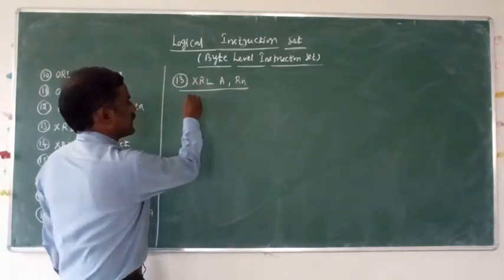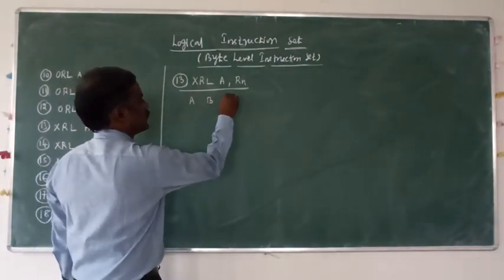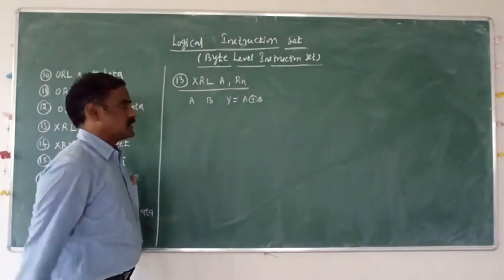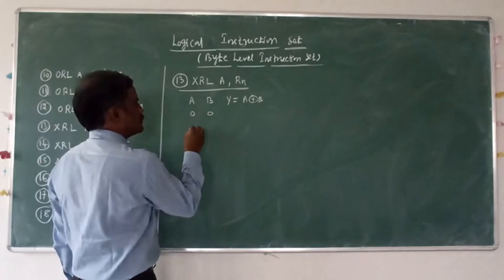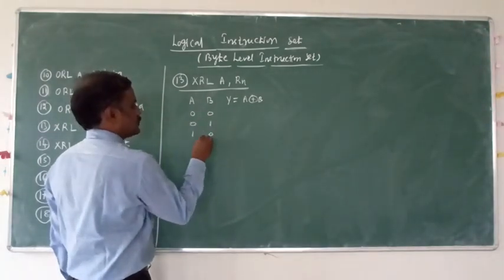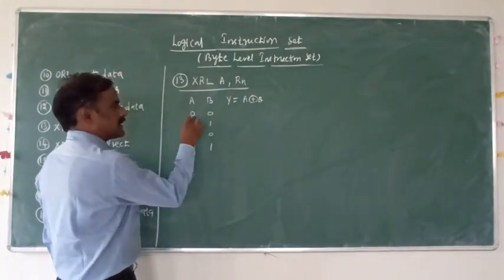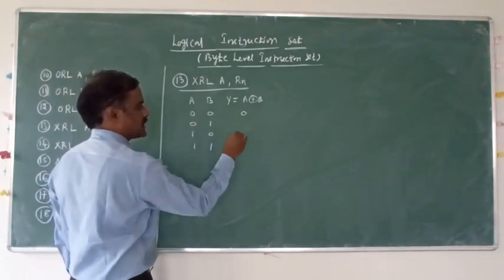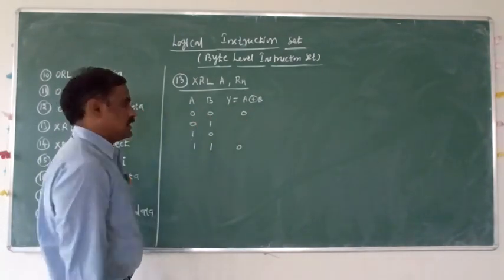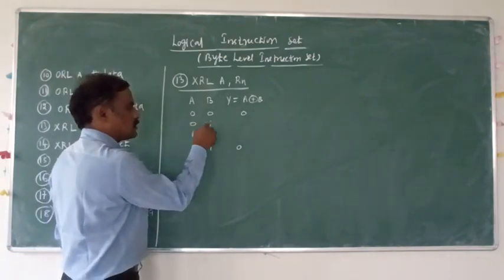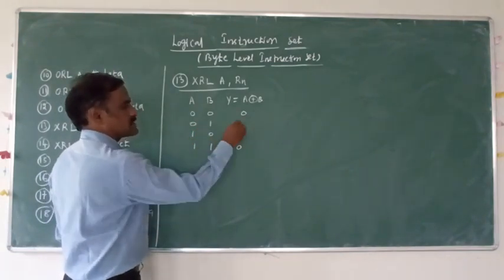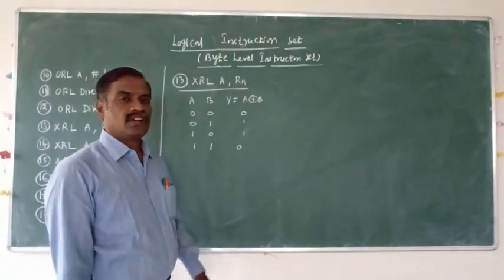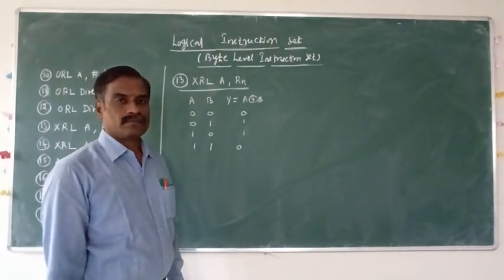Like A, B, there are two inputs and Y is equal to A exclusive OR B. Both inputs 0 0, 0 1, 1 0, 1 1. Both inputs are the same, 0 0 and 1 1, means output is low state. And different inputs 0 1 and 1 0 means output is high state. This is the operation of exclusive OR.